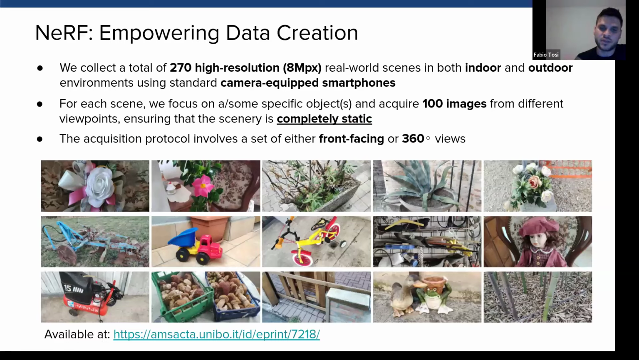And for the complete training, we collected a total of 270 real world scenes in both indoor and outdoor environments. As I said before, using just one camera, so no stereo camera is needed in this case. And for each scene, we focus on specific objects and acquire 100 images from different viewpoints, ensuring that the scenery is completely static. And the acquisition protocol in this case involves a set of either front-facing or 360 views. Of course, this dataset is also available online if you are interested.